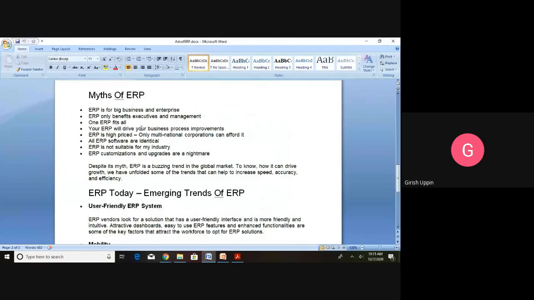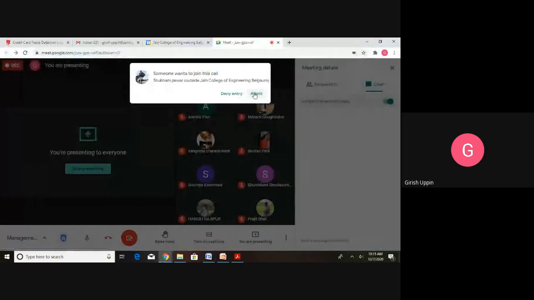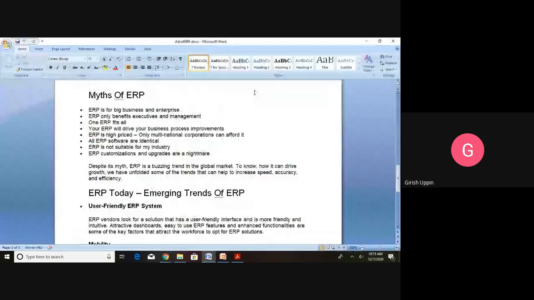One ERP fits all. This is also not true. Every organization has a different structure, different characteristics. One ERP will not fit all organizations. Every ERP comes in different flavors. So you have to choose the right kind of ERP.